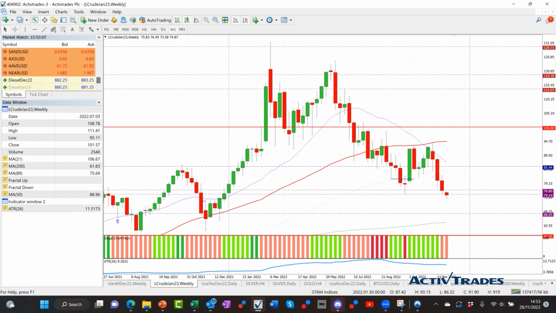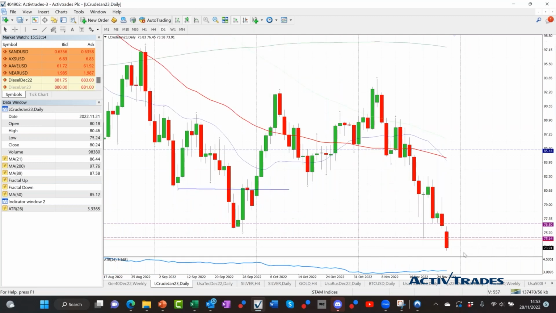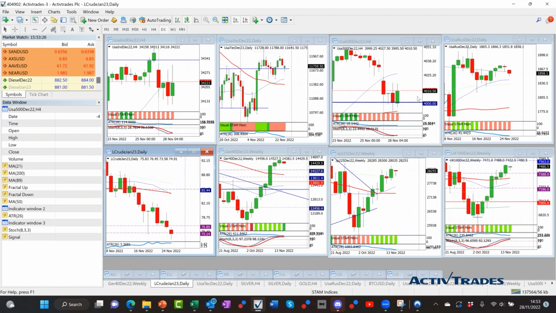If we look at the weekly chart, okay, we can see that it's pushing down to new lows today even. All right, that's only day one, so we don't get too excited. But we can see today's daily chart has pushed down, okay, 75. And that's just an indication of that kind of downtrend that we've seen, people getting worried about demand.